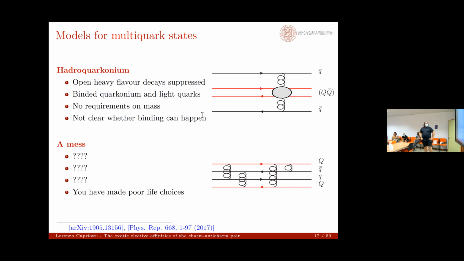Then the hadroquarkonium, this is the weakest model we have up to now, in which you have a true charmonium surrounded by light quarks. There's no requirement on the mass, but it's not clear whether this thing can actually happen. The binding is unclear in the literature. Or you can just have a mess, just 4 quarks interacting in a non-linear way. And in this case, if you study that, you have made poor life choices.